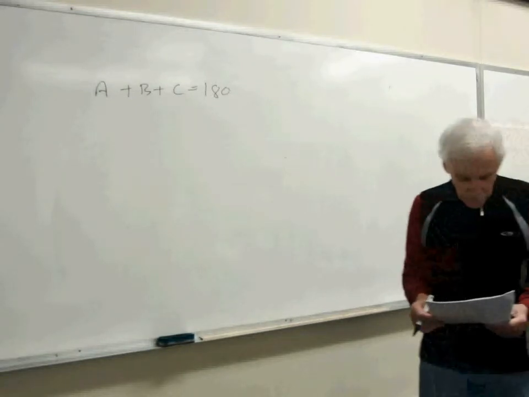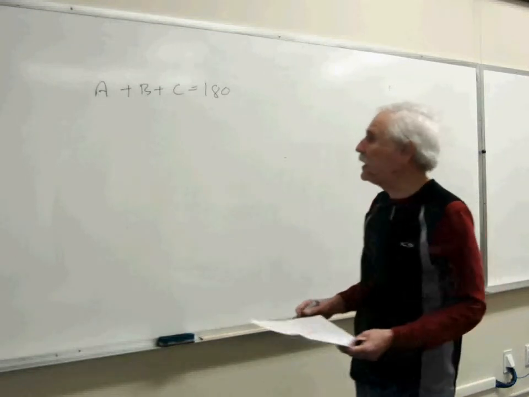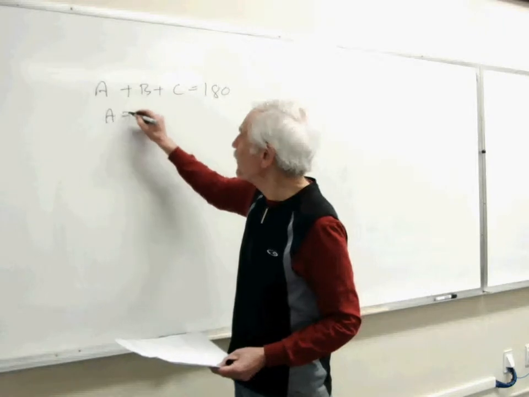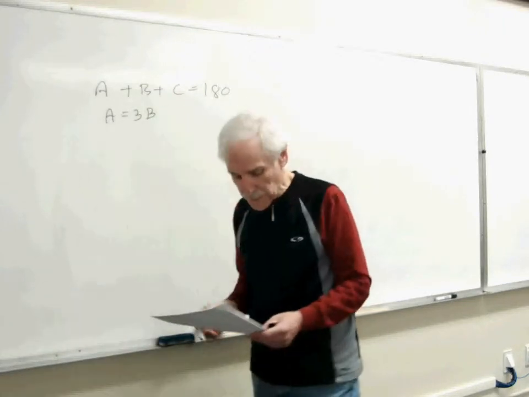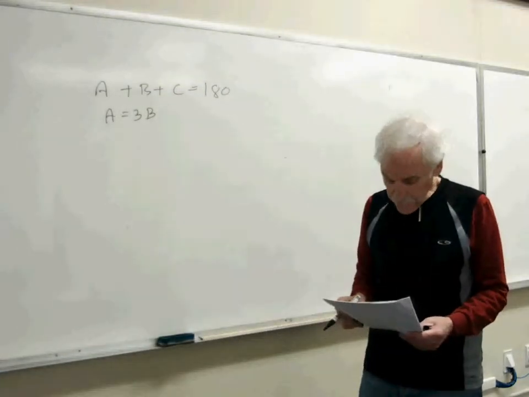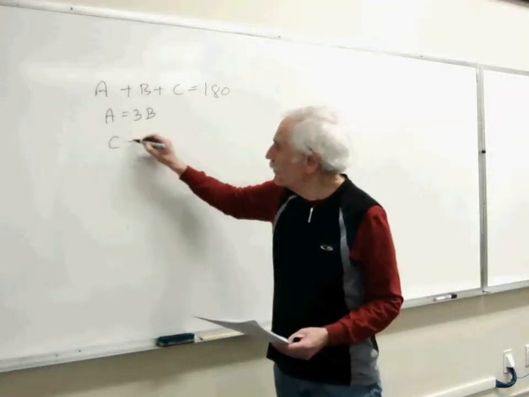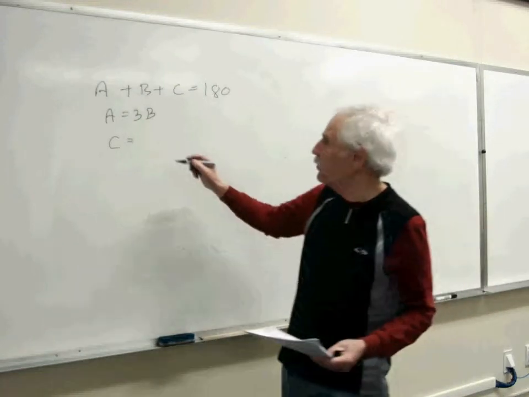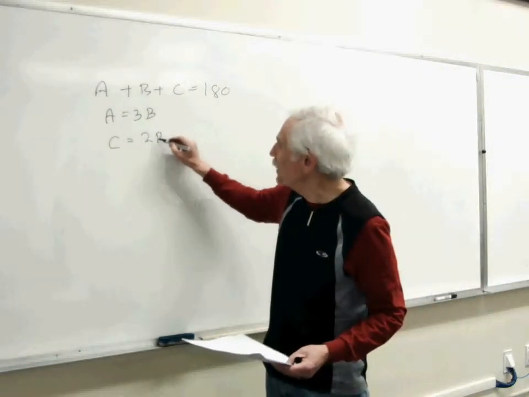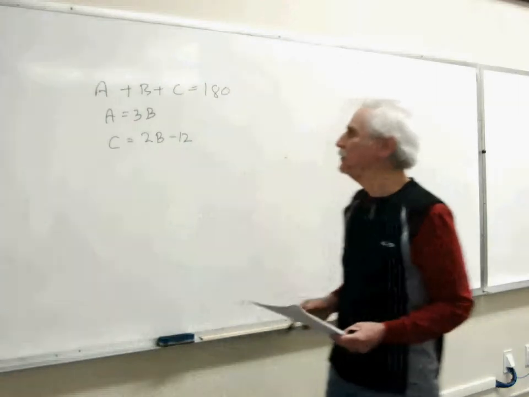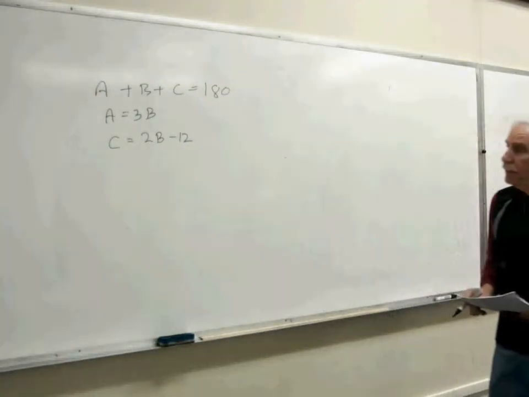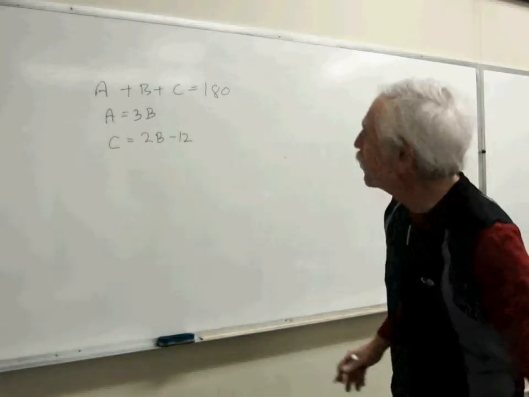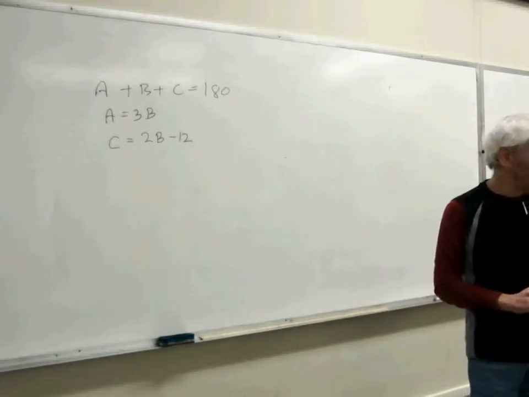So one angle is 3 times the second angle. Well, let's call that the second angle. So A must be 3B. That's the second equation. The third angle, well, that would be angle C, is 12 degrees less than twice the second angle. Well, twice the second angle would be 2B, but it's 12 degrees less. So now I have 3 equations in 3 unknowns. There is no way that you cannot get the answer at this point.